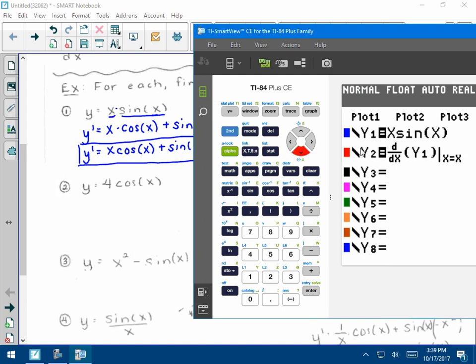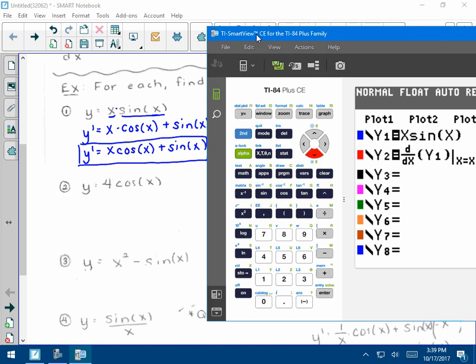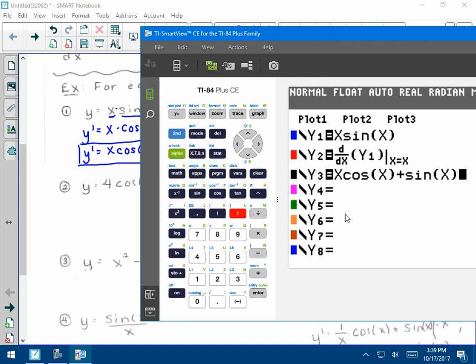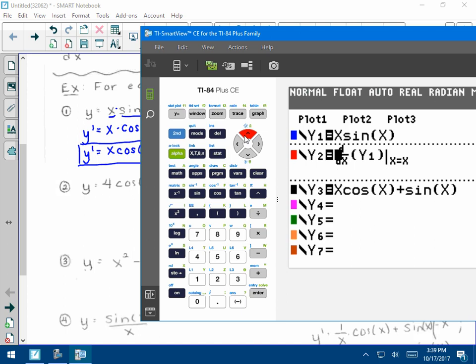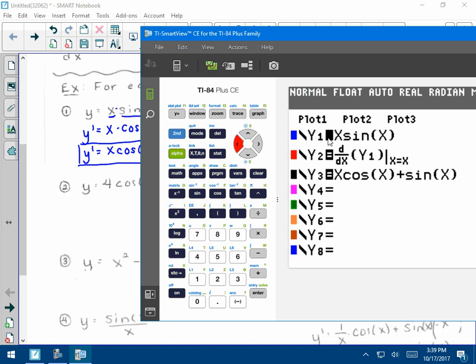And then if we want to see if that's the same as this answer we got over here, I just got to type in x cosine of x plus sine of x. Now this is the original function, this is the derivative, and this is another expression for the derivative. So y2 and y3, if my answer is correct, should be the same. I don't really care about seeing what the graph of y1 is, so I'm going to move up here and turn that off. So I go highlight the equals, hit enter, that turns it off.